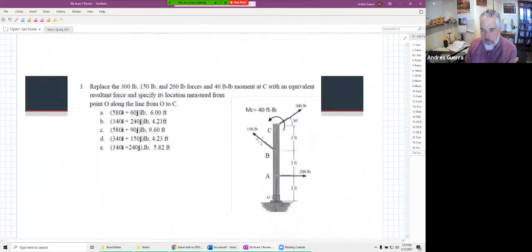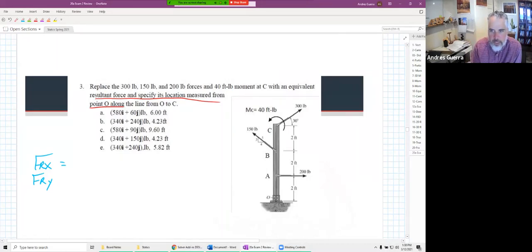Okay. Now, what about when a problem gets a little bit more complicated, where now we're still asked for an equivalent resultant force and specifies location measured from point O? The process stays effectively the same. The only thing that's different here is that we now have forces with X and Y components. So when we have forces with X and Y components, let's just figure out what is our F_RX and what is F_RY. Because remember, we can't change the applied forces, but we can add them together.